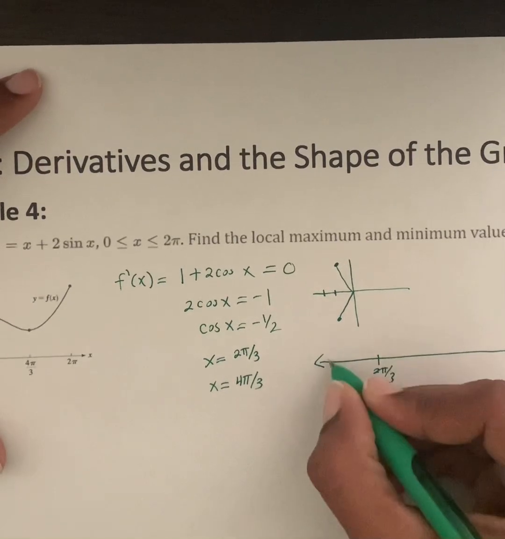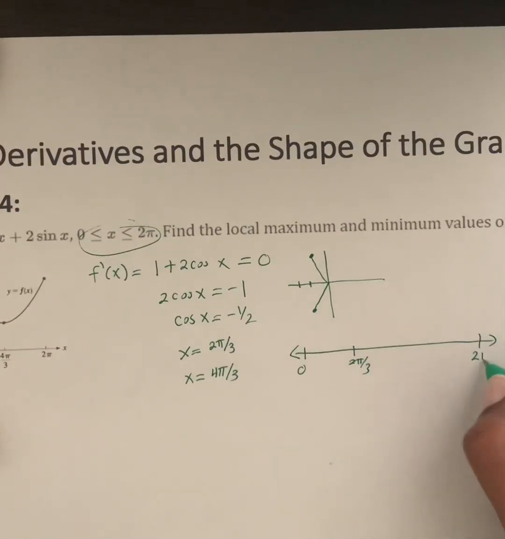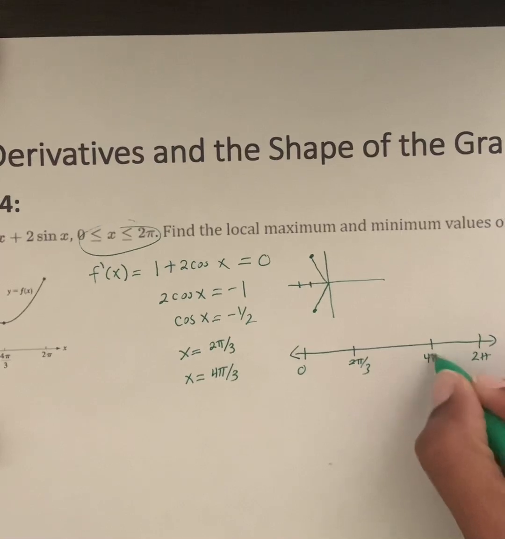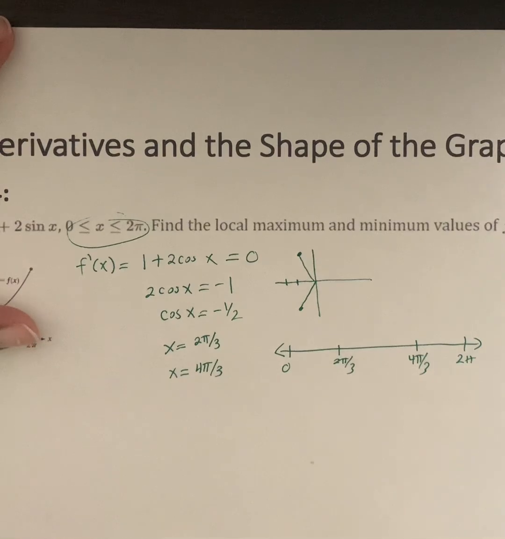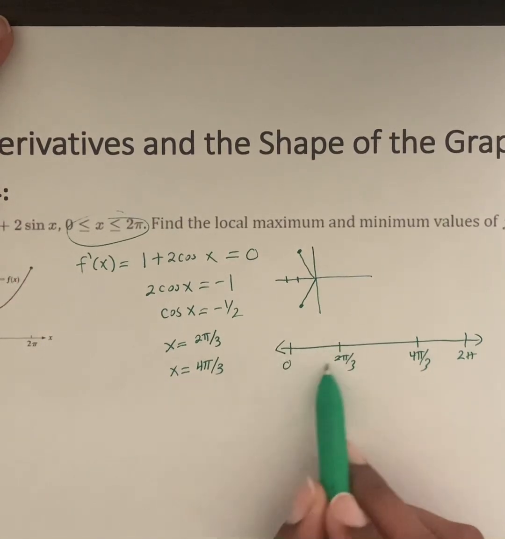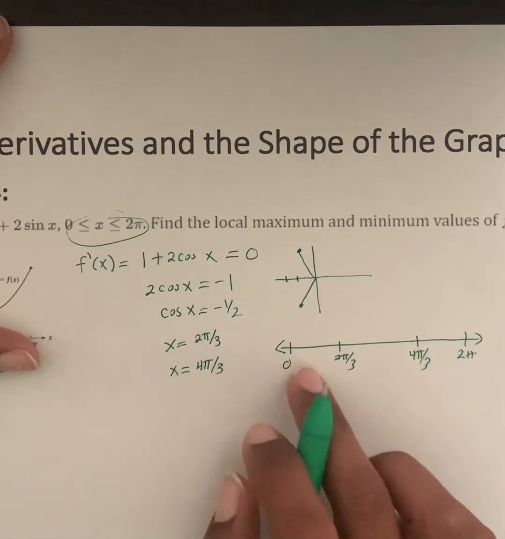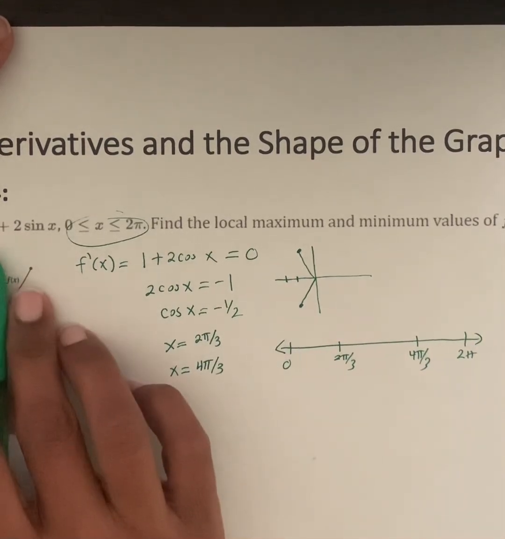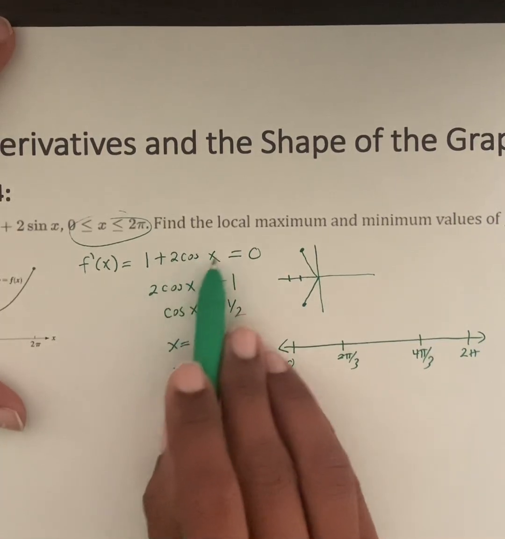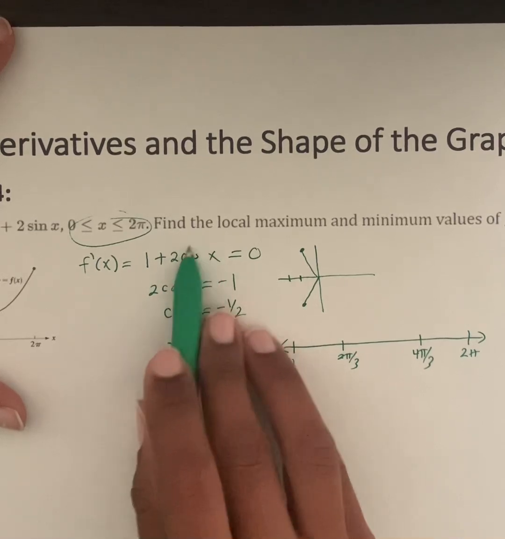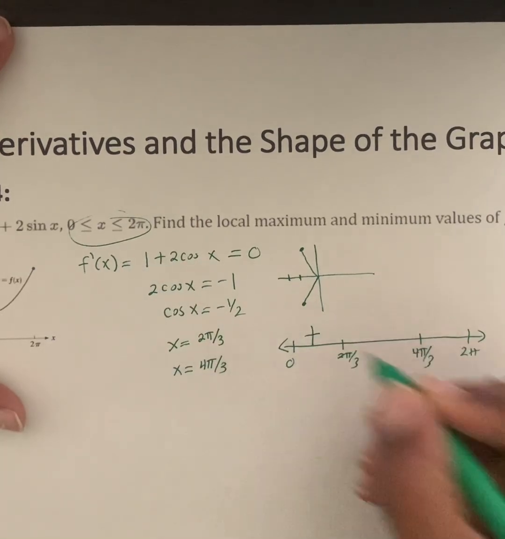Place 2 pi over 3. We're going to cut off at 0 because of our closed interval, and cut off at 2 pi, and place our 2 pi over 3 and 4 pi over 3 critical points. We are going to pick a number between 0 and 2 pi over 3. How about we use pi over 4? If we place pi over 4 into our derivative, we get 1 plus 2 cosine of pi over 4. Cosine of pi over 4 is root 2 over 2, so we will get a positive.